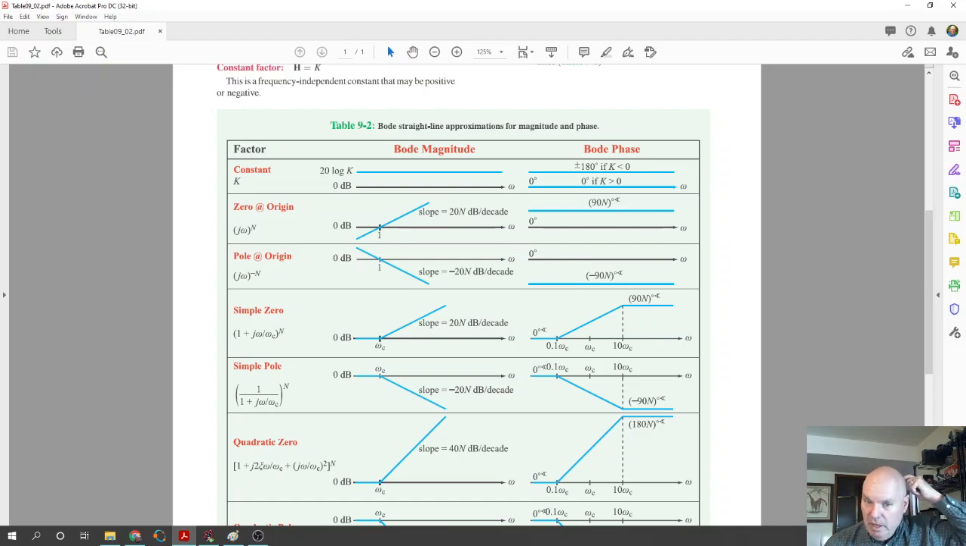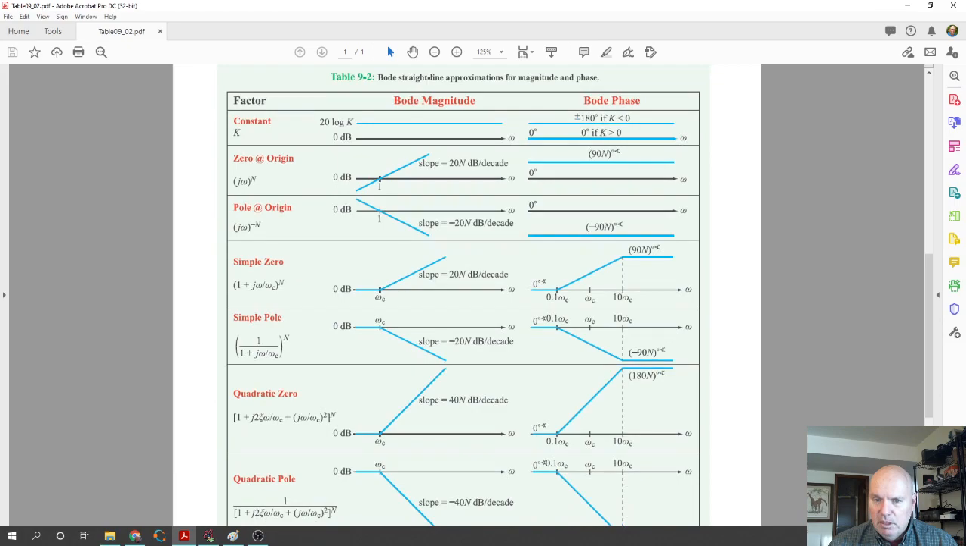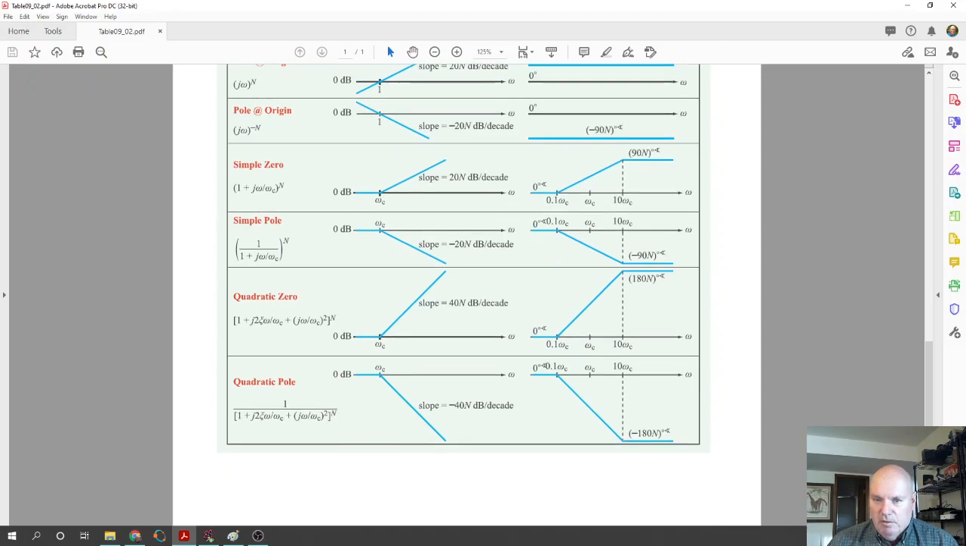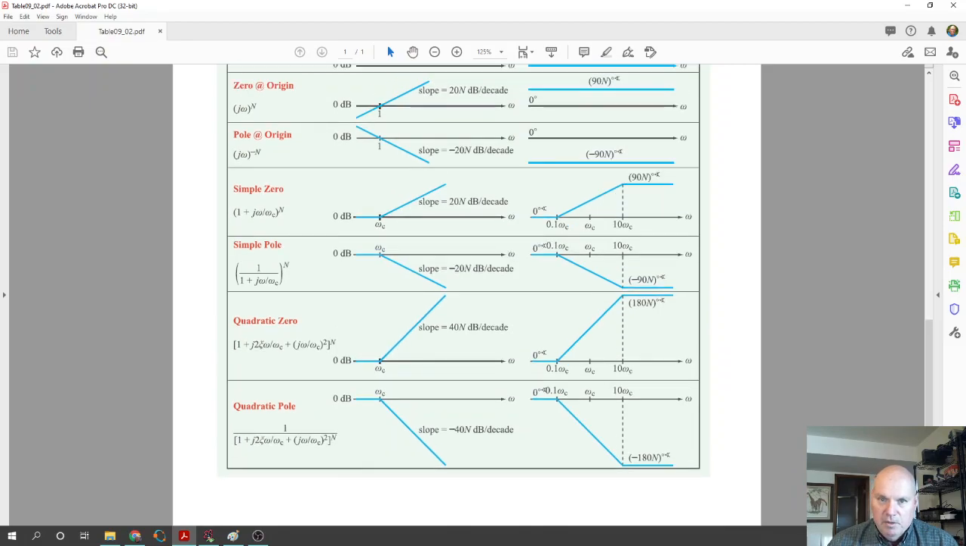A simple 0 like we've been dealing with looks like this. Again, it's 0 dB up until omega c, and then it increases at a 20 dB per decade rate. Now, if that is squared, it would increase at a 40 dB per decade rate. Similarly, a simple pole would look like this and would decrease at a negative 20 dB per decade rate for frequencies above omega c.